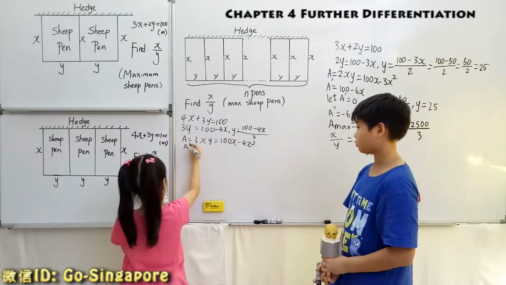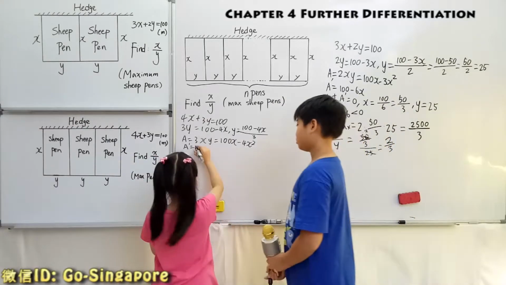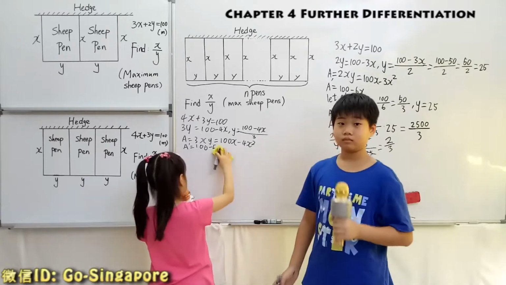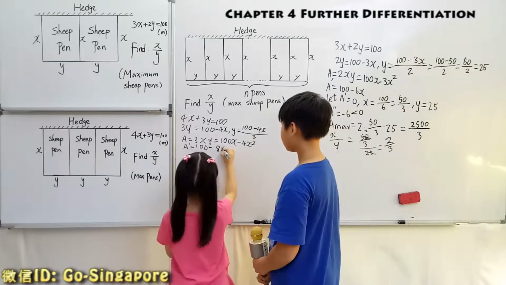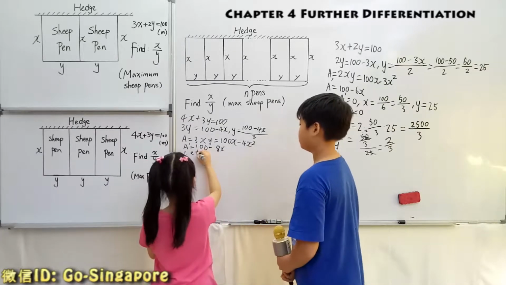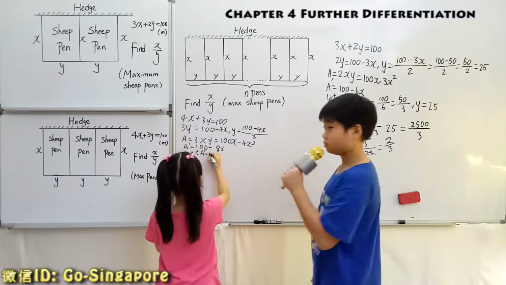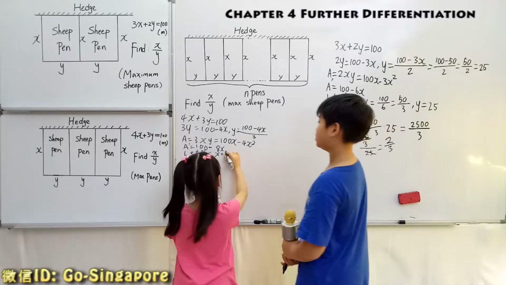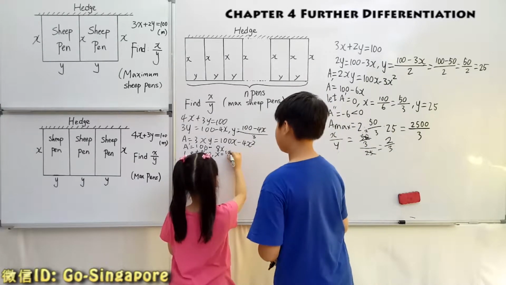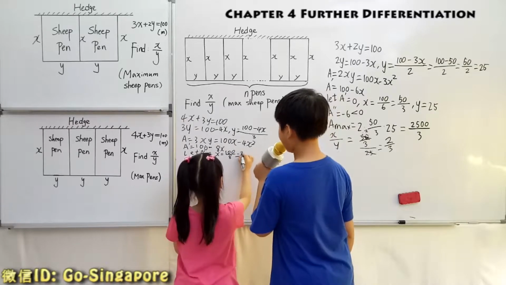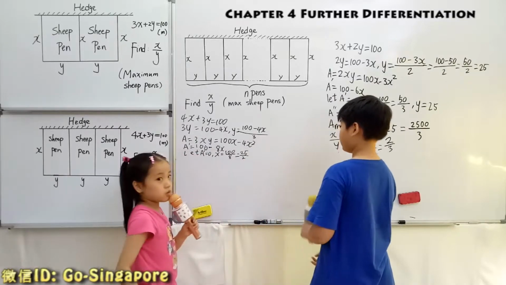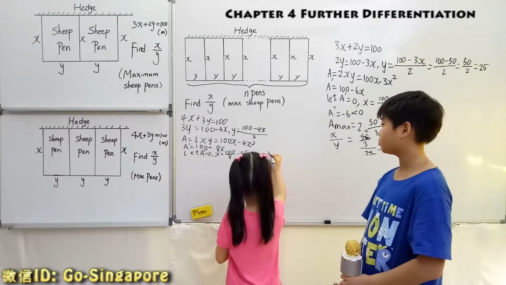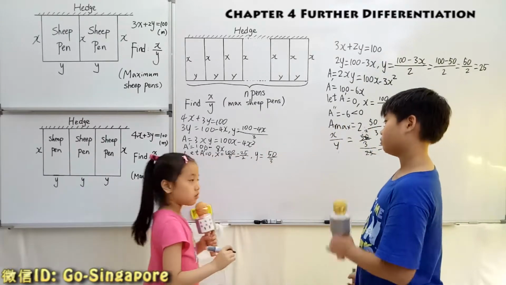Now we find the first derivative. The first derivative equals 100 minus 8x, since 4 times 2. Now we let the first derivative be zero. So x will equal 100/8. Now you can simplify, so it will be 25/2. Then find y. We will sub. So this will be 50/3. Yes, it is 50/3.